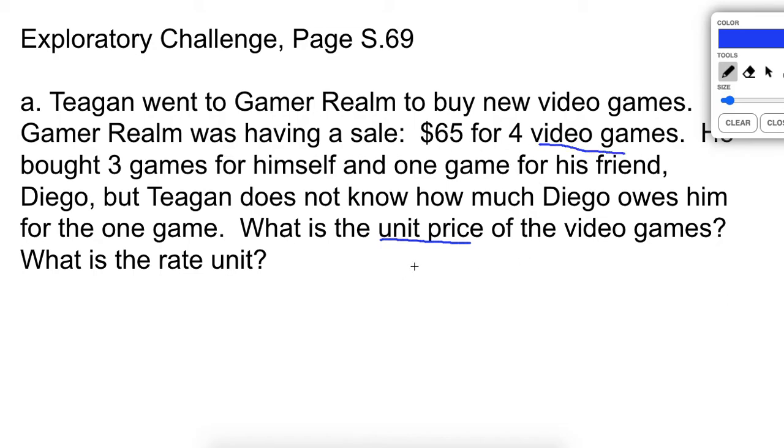So if we write that out, dollars per video game, that tells us what we need to do. Dollars divided by video games. So dollars per video game. That's what we need to calculate to find our unit price. So we're going to take 65, and we're going to divide that by 4.